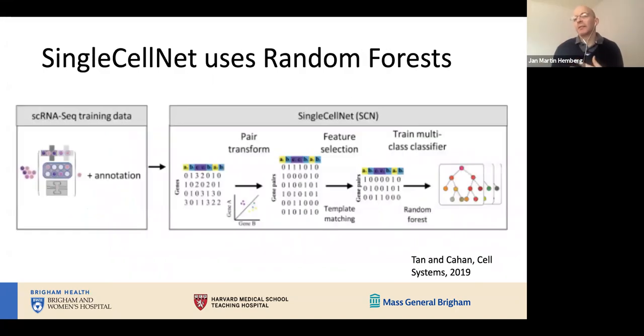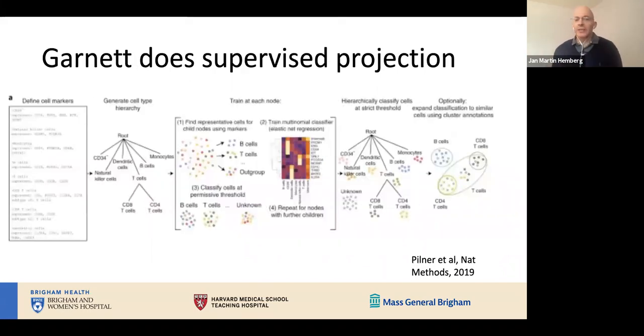This type of problem is quite well set up for a lot of other machine learning techniques, and you'll find many other methods out there. One example is SingleCellNet, which is based on random forests, and it does pretty much the same thing as Scmap does. Both of these methods and many others are supervised methods that are trying to learn how to best project the data sets.